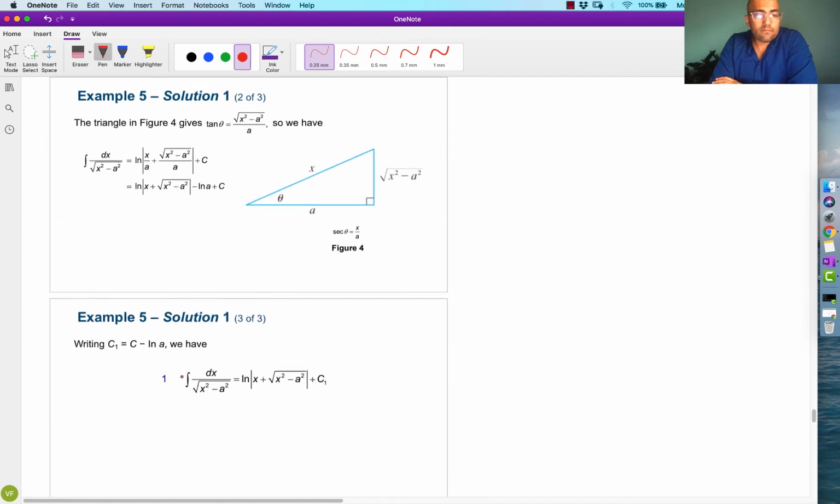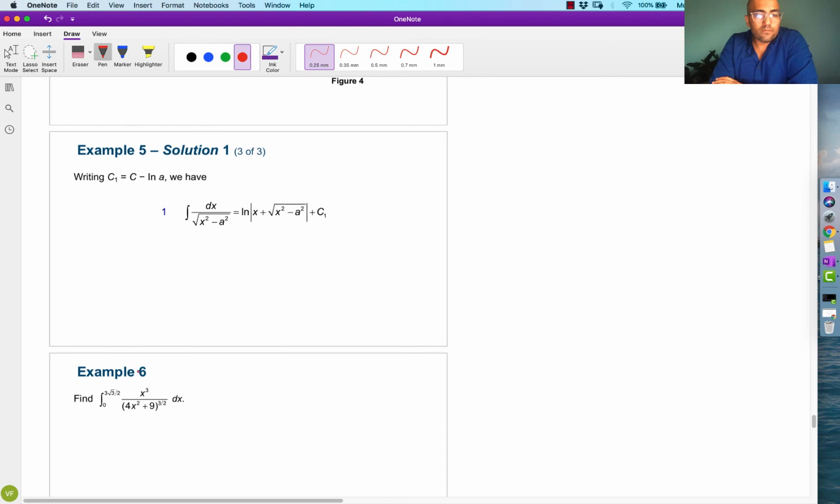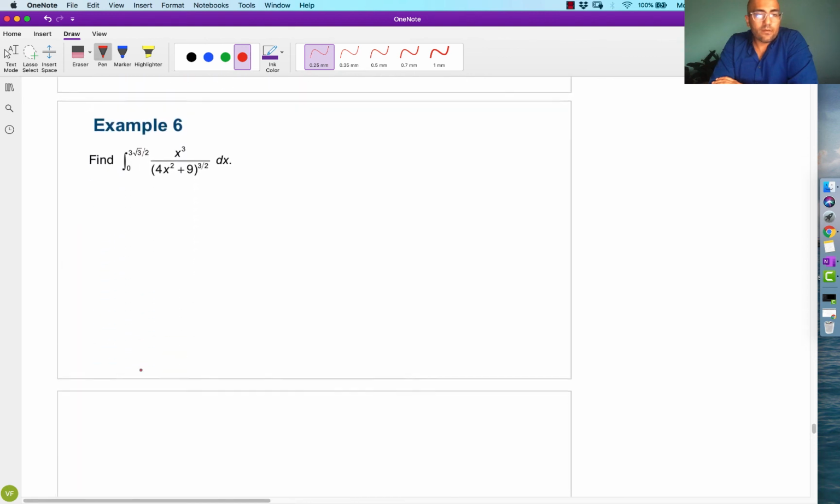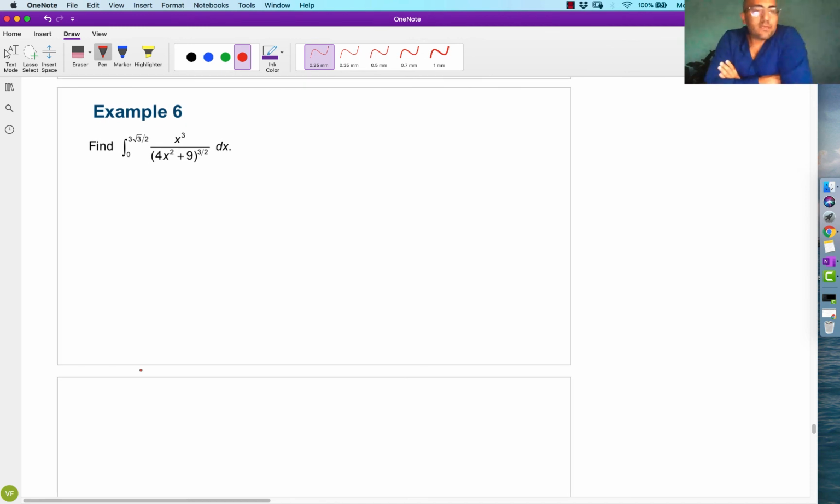Okay. Cool. All right, last example. Example number 6. Find the integral from 0 to 3 root 3 over 2 of this ugly thing. Okay, so the first thing we want to do is play with this guy a little bit, the denominator. So let's play with this over here.